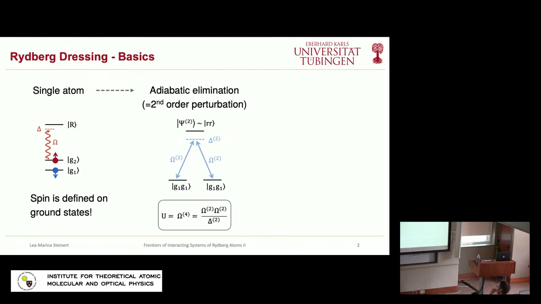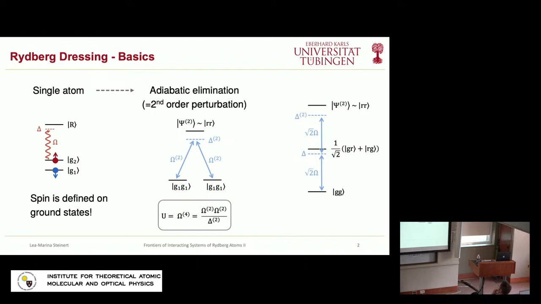You can understand this interaction by adiabatically eliminating this Rydberg manifold so that you then obtain an interaction that scales with the effective two-photon Rabi coupling and the two-photon detuning. If you want to translate this now into lab parameters, we have to do another additional adiabatic elimination. So we'll have a look at this ladder scheme here, where we again prepare both of the atoms in the ground state, then we couple them to the singly excited states, and then to the Rydberg manifold.